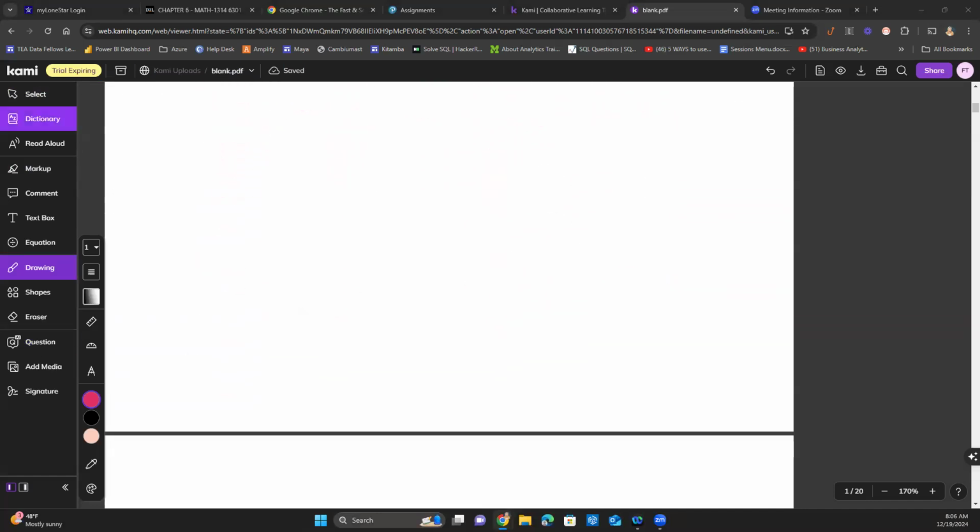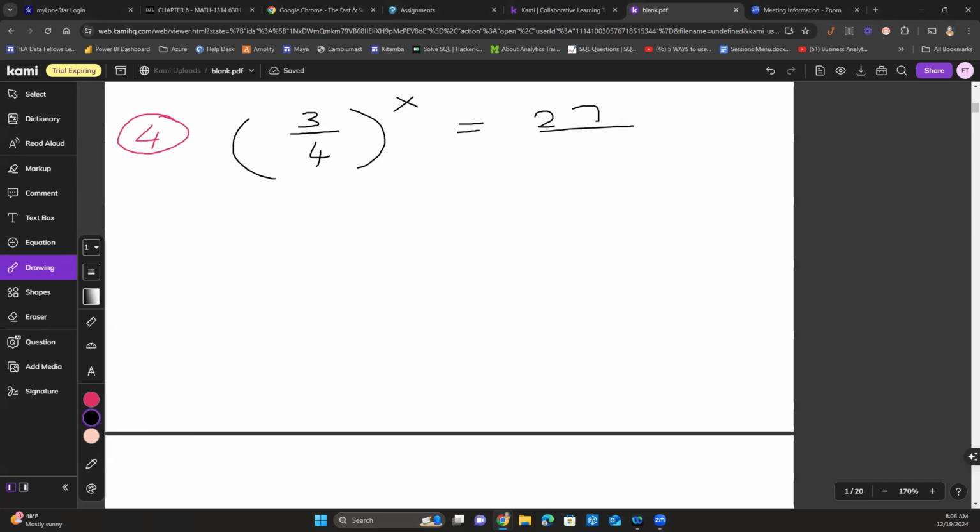For question 4 from the homework, it looks like this: 3 over 4 to the power of x is equal to 27 over 64. Again, the question is, I need to solve this equation. The base here is 3 over 4, but the base here is 27 over 64. This base doesn't look like the base on the first side, but I'm going to keep thinking if there's any way I can change this base to something like 3 over 4.